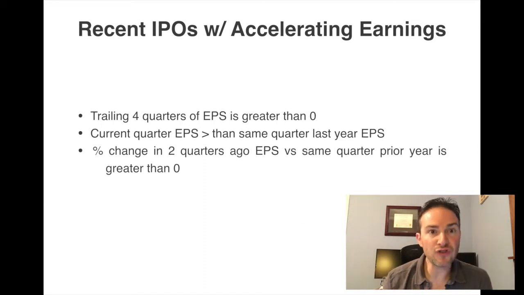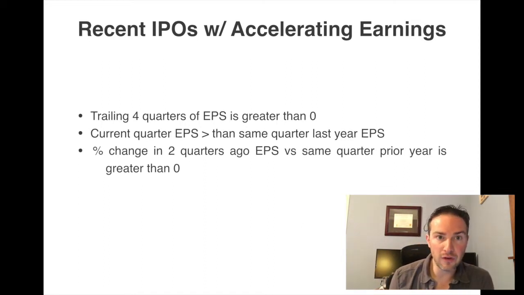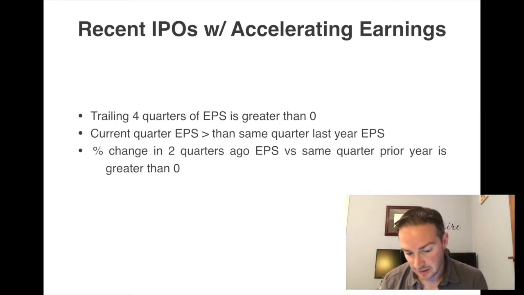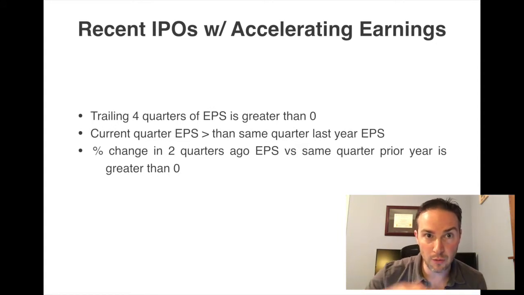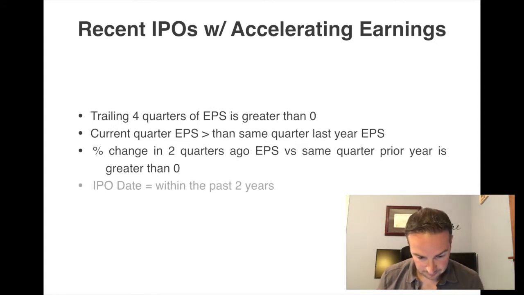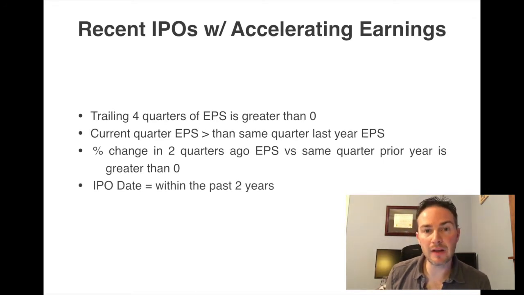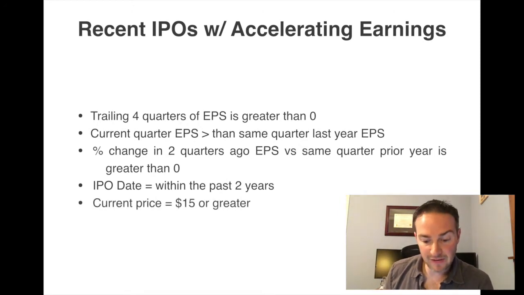We want the percentage change in 2 quarters ago of earnings per share versus the same quarter of the prior year to also be greater than 0. Again, this is going to normalize the seasonality and also ensure that we are accelerating quarter over quarter. We want the IPO date to be within the past 2 years because we're looking at recent IPOs. We want the current price to be at least $15 or greater.